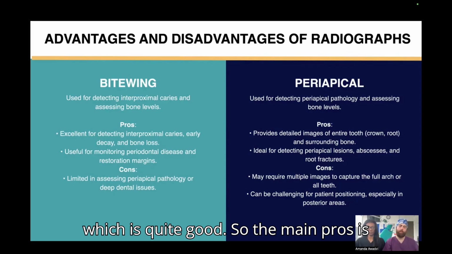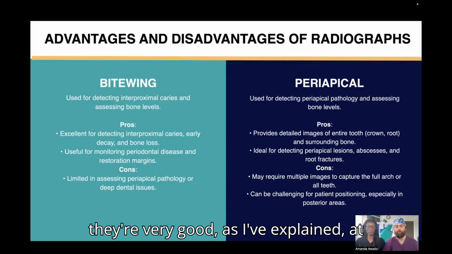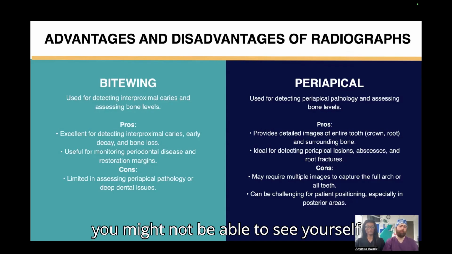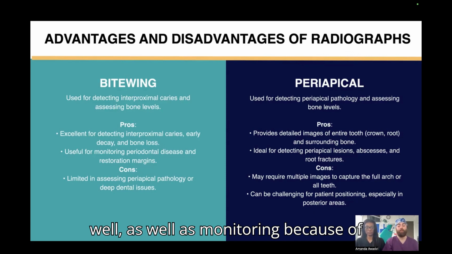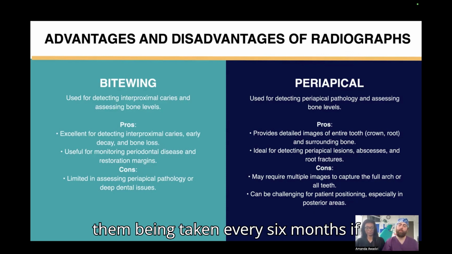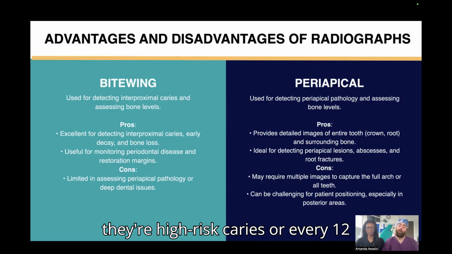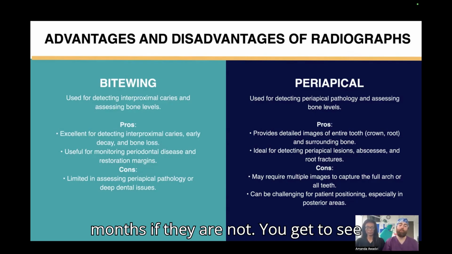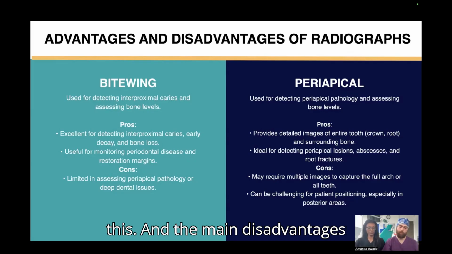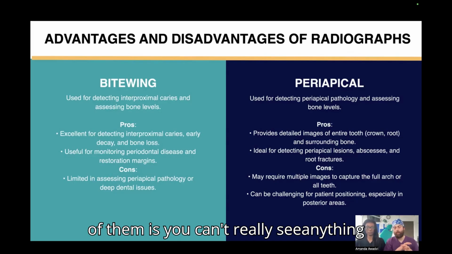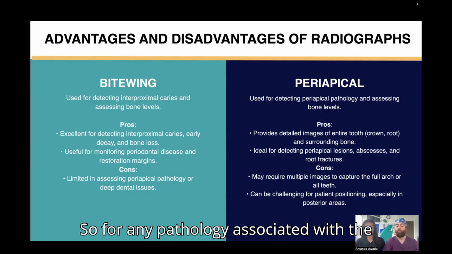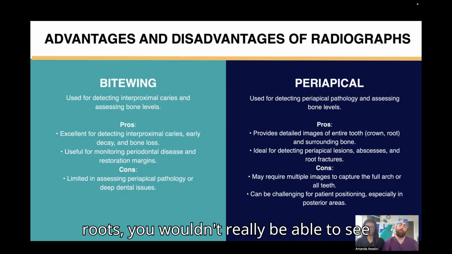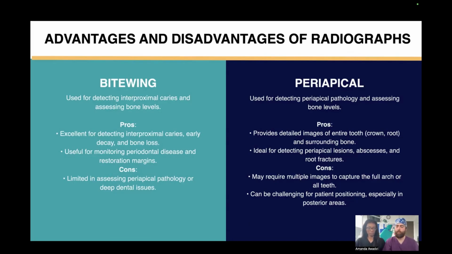So the main pros is they're very good, as I've explained, at detecting decay between the teeth, which you might not be able to see yourself clinically, as well as bone loss, as well as monitoring because of them being taken every 6 months if they're high risk caries or every 12 months if they are not. You get to see if there's any changes in the mouth using this. And the main disadvantages of them is you can't really see anything past the crown of the teeth very well. So for any pathology associated with the roots, you wouldn't really be able to see much using those.